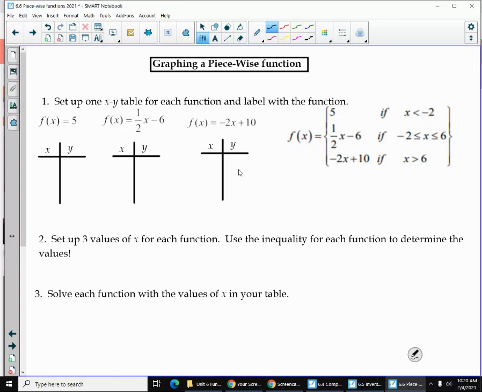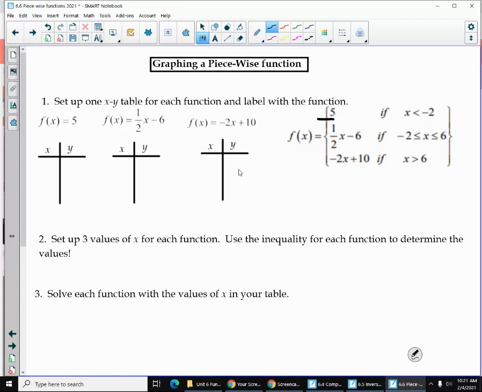Okay, the final part of the lesson is how do we graph a piecewise function? So here, f of x equals 5 when x is less than -2. f of x equals 1/2 x minus 6 when x is between -2 and 6. And f of x equals -2x plus 10 if x is greater than 6.